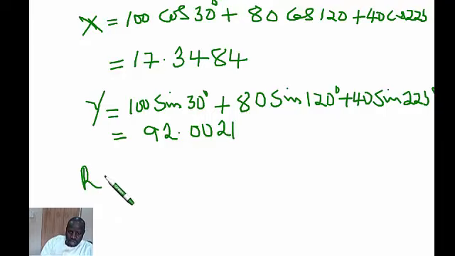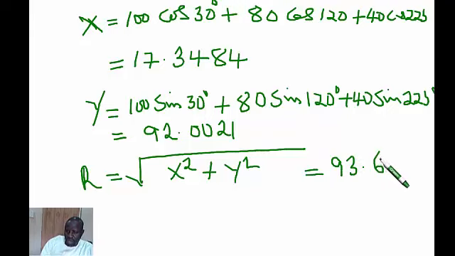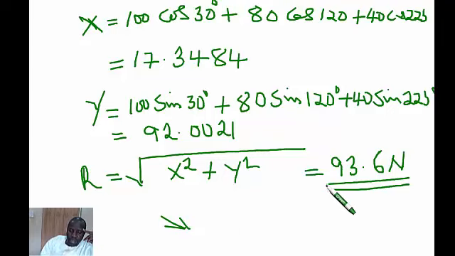So our final resultant R is going to be the square root of x squared plus y squared, meaning that we square this and square that, and when we evaluate the sum and the square root, our final result is going to be around 93.6 Newton. This is our final result. And if you recall, the previous result we obtained under this case of three vectors is also around 93.7, which means they are very close.